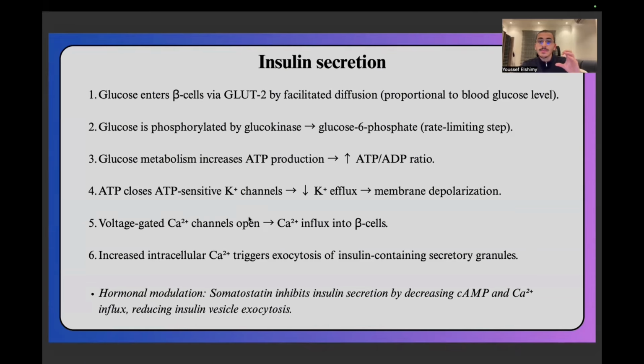Since potassium is a positive ion, it would lead to depolarization, or it would bring the membrane potential to the positive side. And what happens with depolarization? There would be stimulation of the voltage gated calcium channels. So the voltage gated calcium channels would open, and the calcium would influx throughout the beta cells. And what does the calcium do? Basically, the intracellular calcium triggers the exocytosis of the insulin containing secretory granules. So this calcium would bring the secretory granules to the membrane, and it would facilitate the exocytosis of insulin.